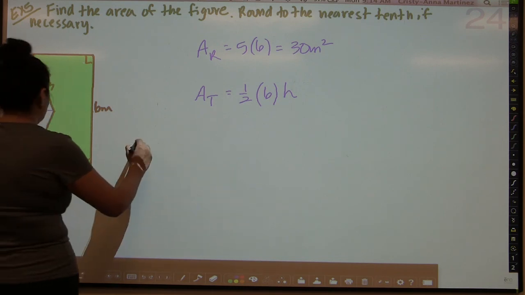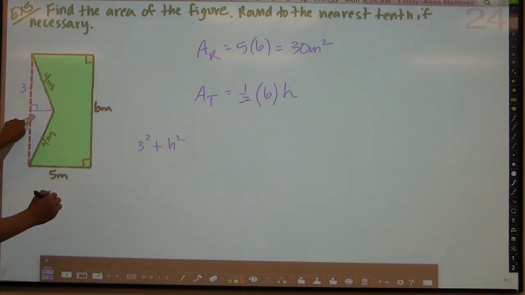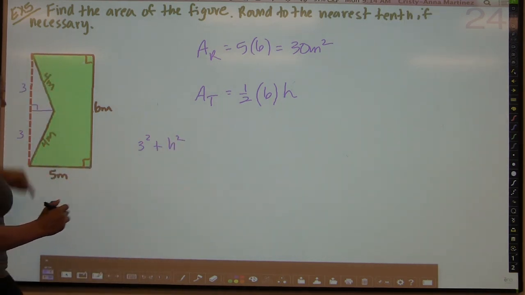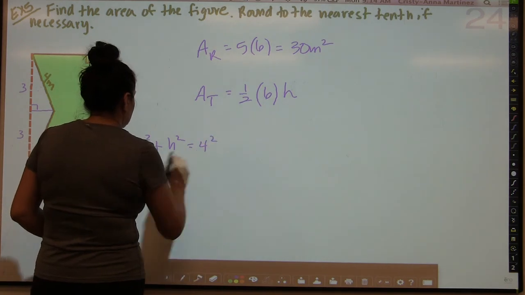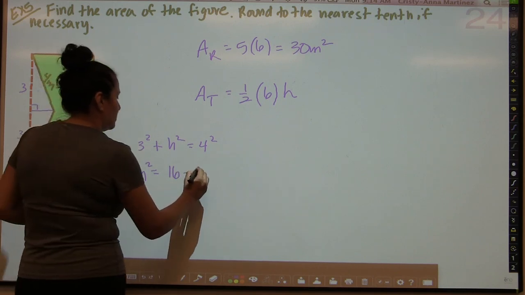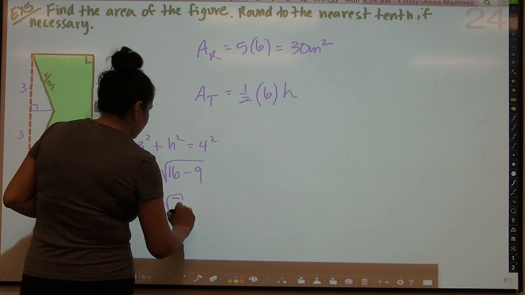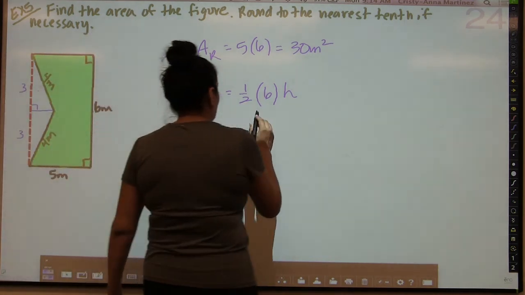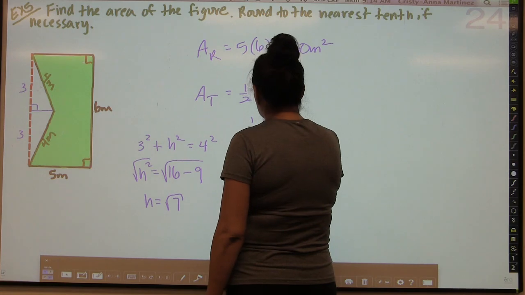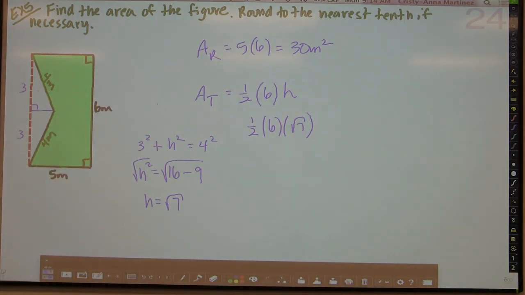So I'm going to go 3 squared plus the height squared, which is, this is my h value right here, right? Height squared equals hypotenuse squared. So h squared is equal to 4 squared is 16 minus 3 squared, which is 9. Square root both sides. So h equals the square root of 7. And so now I'm going to put that in over here. 1/2 times 6 times root 7. And we're going to get 1/2 times 6, which is obviously 3. And then times root 7.